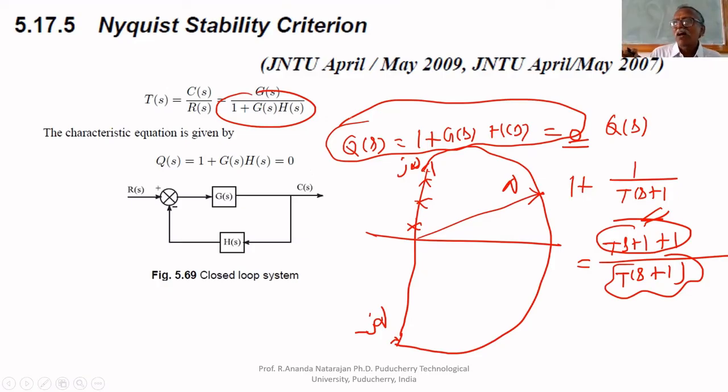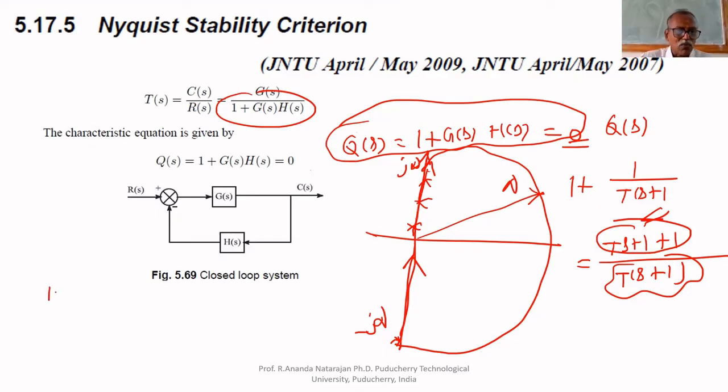Q of S is equal to 1 plus GH. The numerator of 1 plus G of S, H of S is the characteristic polynomial. Therefore, the zeros of Q of S are closed loop poles that should not be on the right hand side. That's why if you do the mapping, it is not yet over. The Nyquist stability criterion is not yet over.